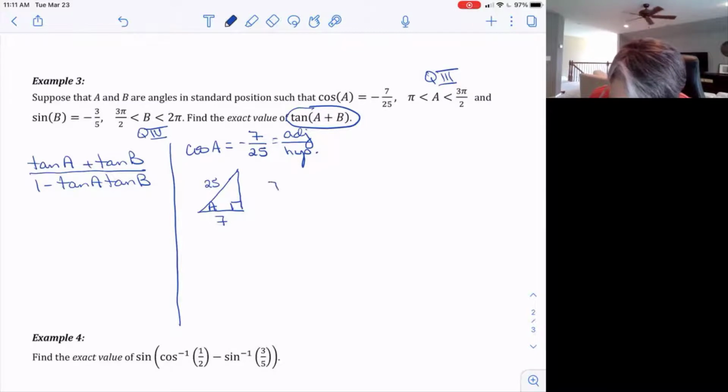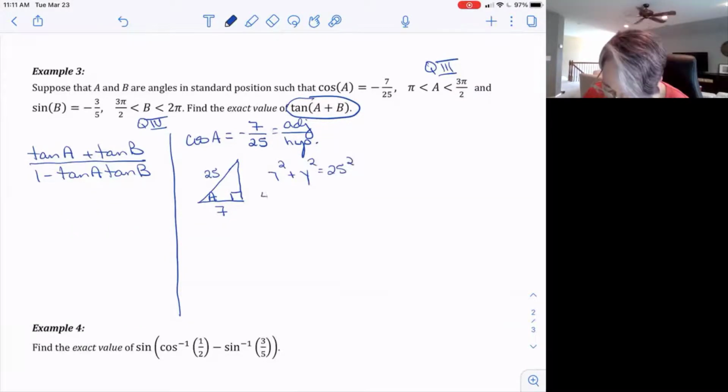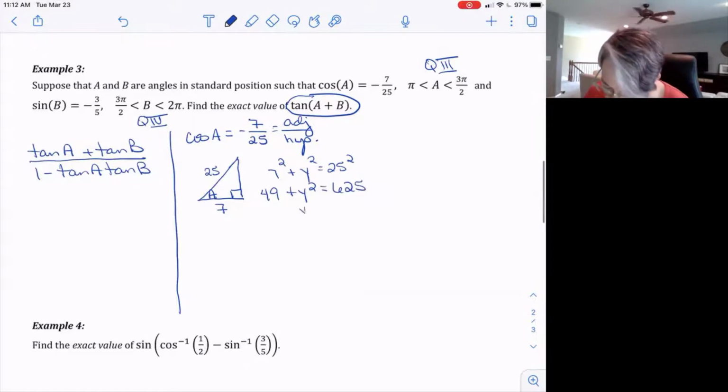So we're going to do 7 squared plus y squared equals 25 squared. That gives us 49 plus y squared equals 625. Subtract 49 from both sides, and we get 576. We take the square root of 576. That's going to give us a y value of 24.